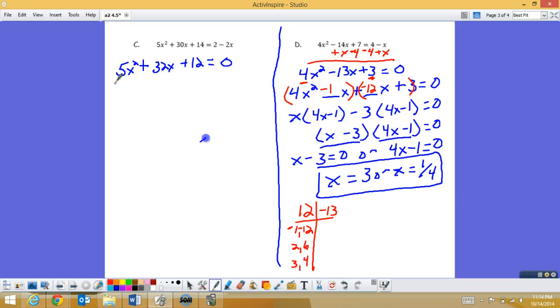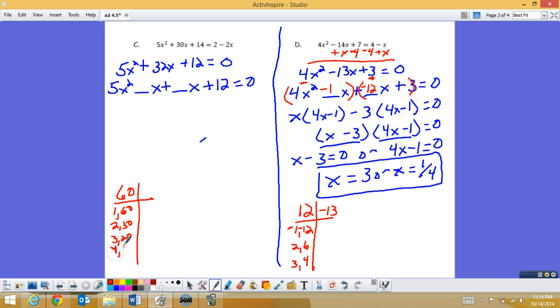And in order to do that, we're going to do that AC split method, where we split up that middle term and then try to find what we're going to put in those two blanks. Now, in those two blanks, those two numbers are going to multiply to the same number that 5 and 12 do. So 5 times 12 is 60. So we can list all the factors: 1 and 60, 2 and 30, 3 and 20, 4 and 15, 5 and 12, and 6 and 10.